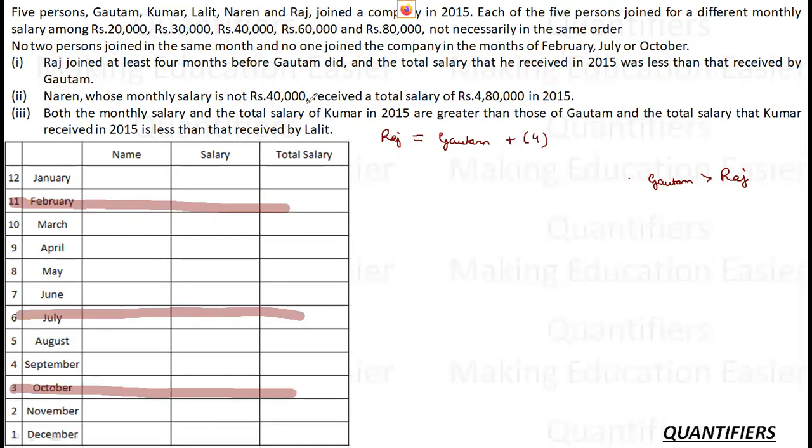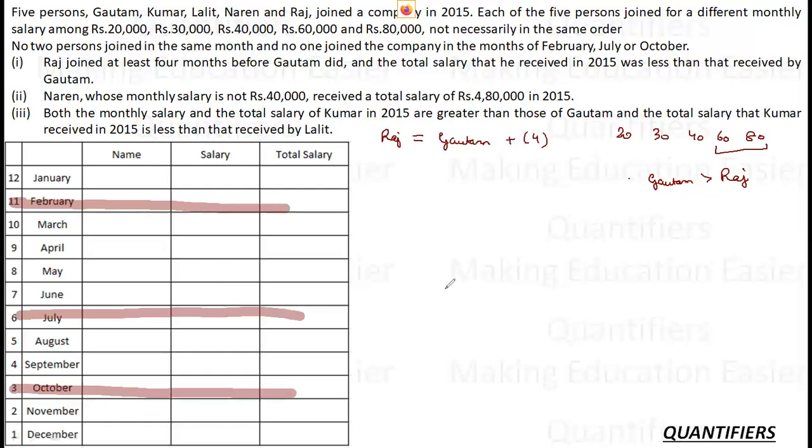Naren, whose monthly salary is not 40,000, received a total of 4,80,000. So basically जो salaries थी हमारे पास वो क्या थी? 20, 30, 40, 60 and 80. These were the salaries. हमें दिया हुआ that Naren is not getting 40. So if Naren is not getting 40, there are only 2 possibilities, 60 and 80, because 30,000 plus 16 months हो जाएगा, साल में 12 ही महीने होते हैं. So the total salary drawn by him can be 60,000 into 8 or 80,000 into 6.